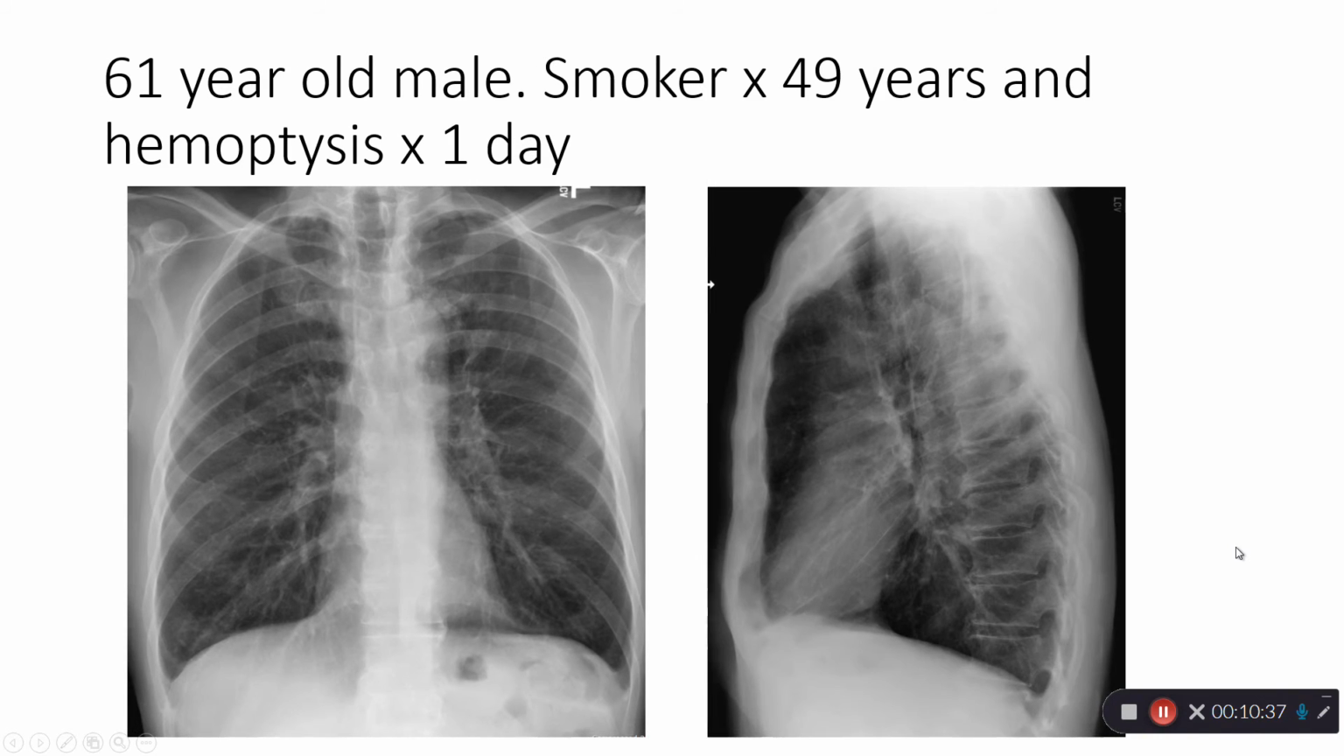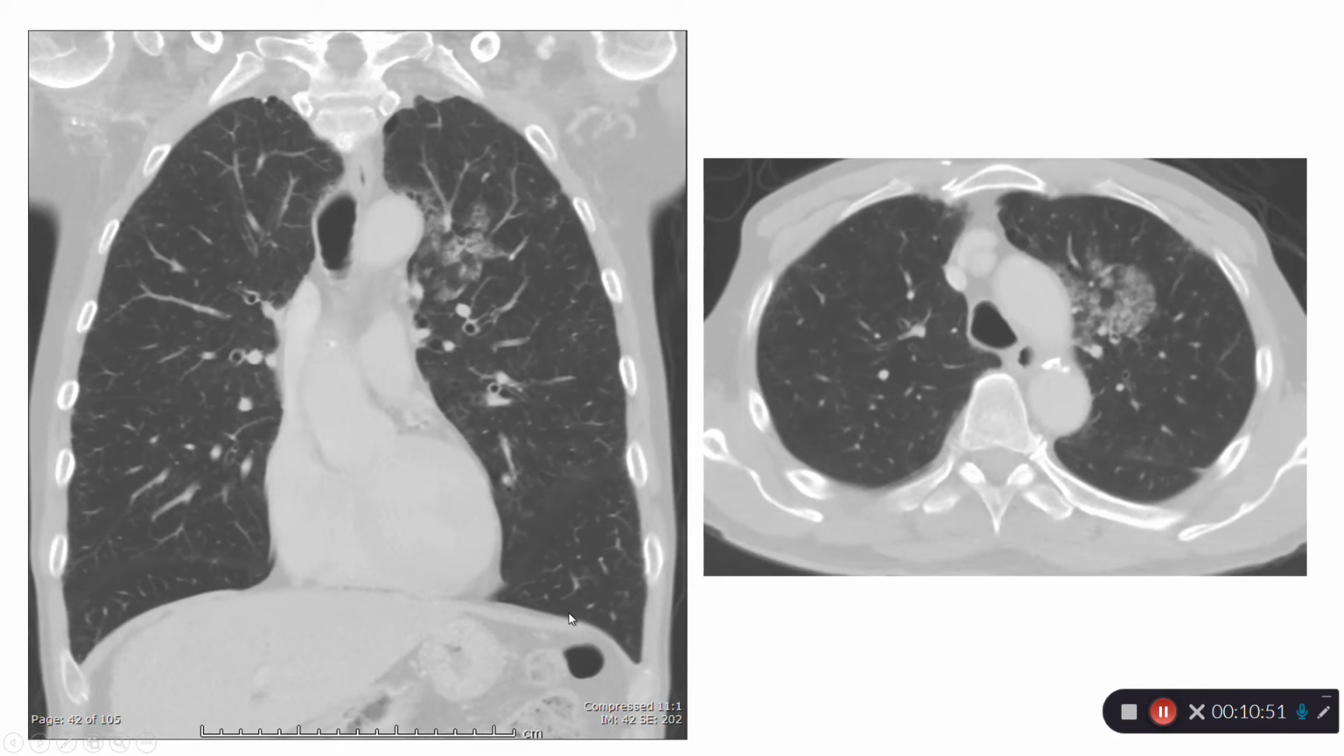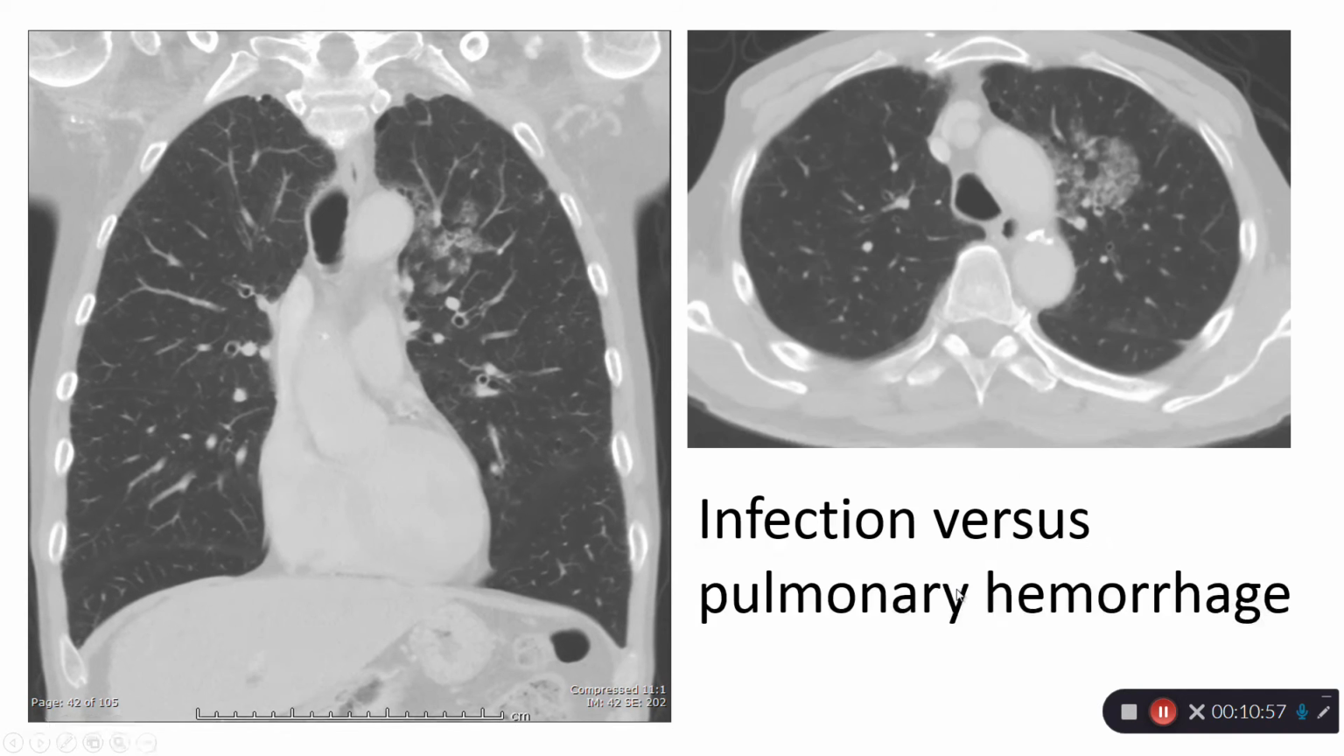61-year-old male, smoker for the last 49 years, presenting with hemoptysis. So very difficult to see the abnormality on the radiographs. I'll just give you a second to look at that, and then we'll move on to the CT. So here we have in the left upper lobe some ill-defined ground glass airspace opacities. So infection versus pulmonary hemorrhage, given that he had some underlying hemoptysis.